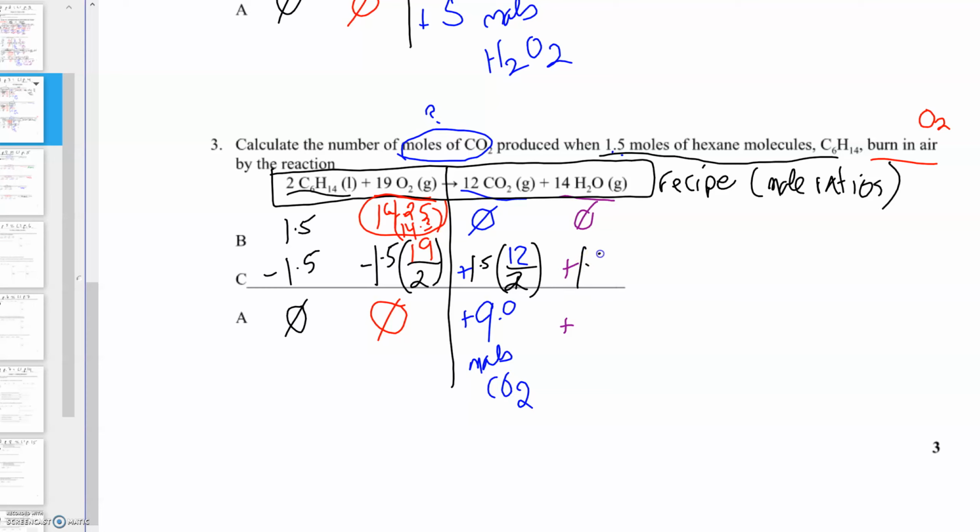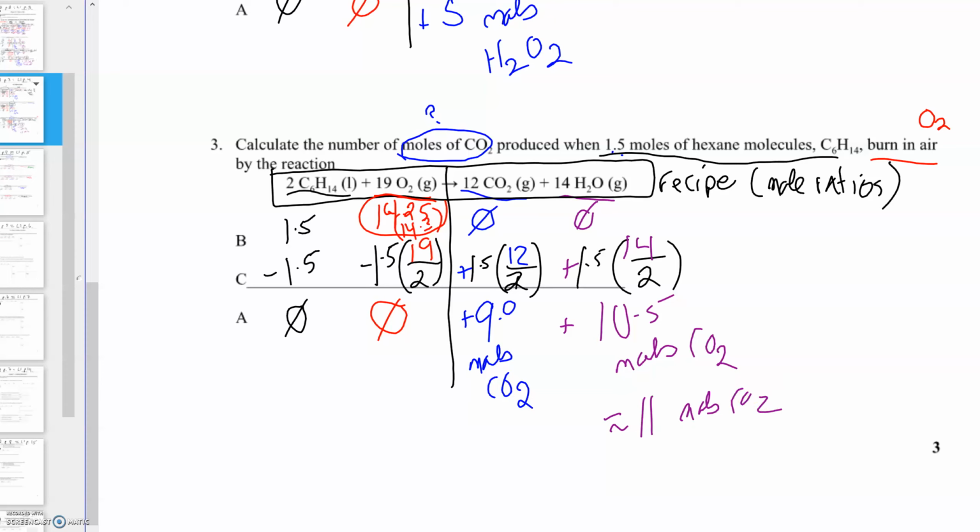We're creating 1.5 times the ratio of water vapor to our hexane. So that's going to be 14 over 2. 14 over 2 is 7. 7 times 1.5, use your mental math skills, that's going to be 10.5 moles of CO2. If you want to be fancy right now and get the right number of sig figs, that'd be 11 moles of CO2. Great. Okay, so what we're going to do, we're going to flip to the next page and try and get this done before I run out of time on my video recorder.